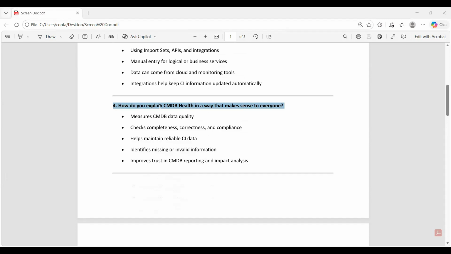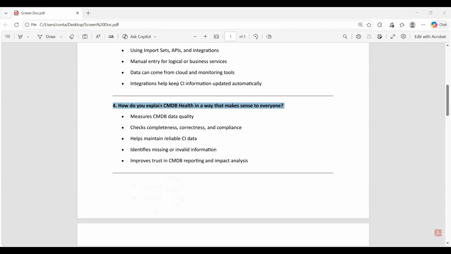That is, it is checking whether the important fields such as name, owner, support group, and environment are filled up properly or not. This is completeness. The second criteria is correctness. In this, we validate whether the stored information is making sense or not. For example, whether the IP address, operating system version, or the CI classification is valid or not.